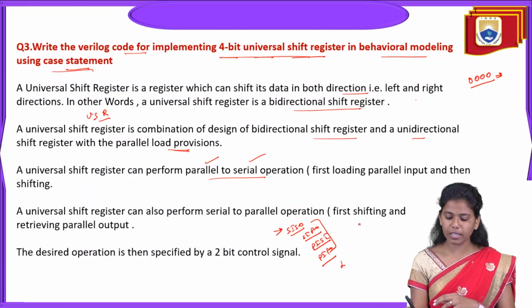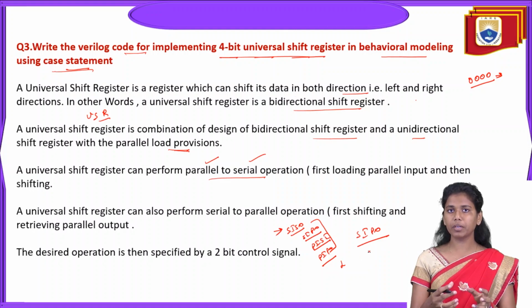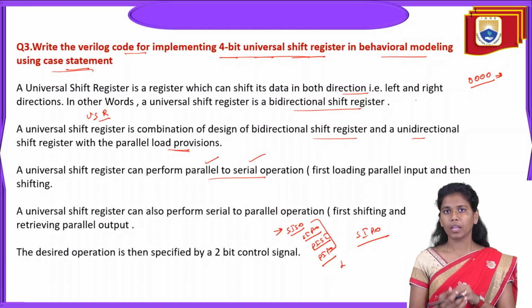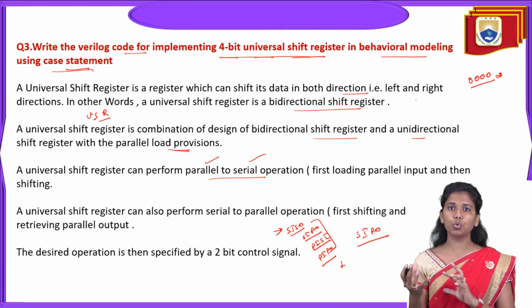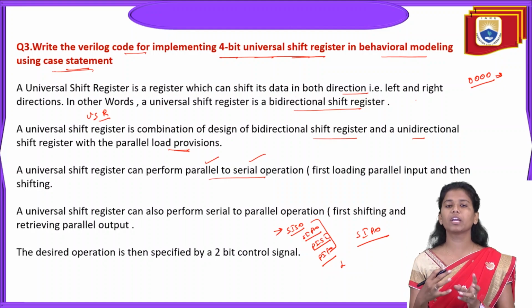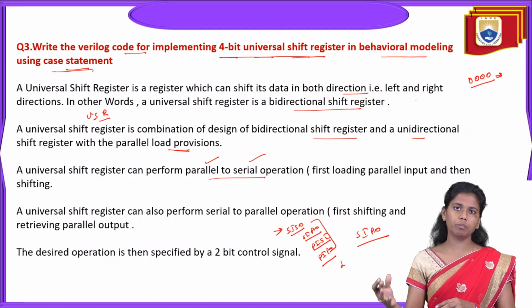Okay, for example, let us consider serial in, parallel out. What does serial in, parallel out mean? At the input it is loading the bits serially, and it is shifting the bits in parallel. So here we are seeing two ways of shifting and loading: one with respect to serial, and the other with respect to parallel.